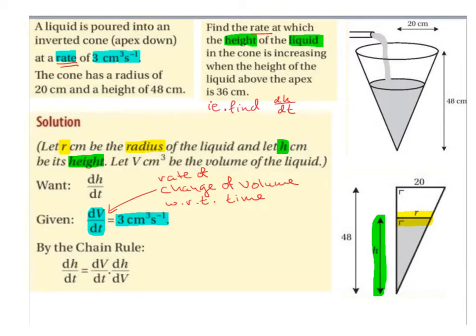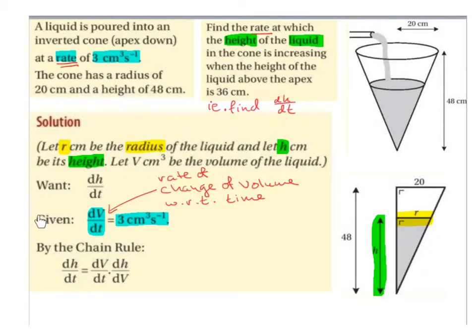So we want dh dt. So we're interested in the rate at which the height of the liquid in the cone is increasing when the height of the liquid above the apex is 36 centimeters. So we're interested in the rate at which the height of the liquid is increasing with respect to time. So that is, find dh dt. So h being the height, the rate of change of the height with respect to time t. So dh dt. So we want dh dt.